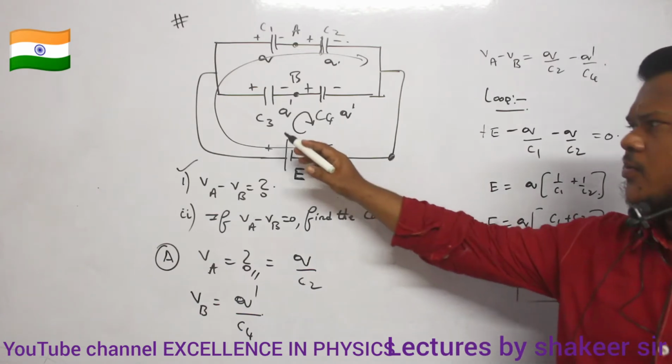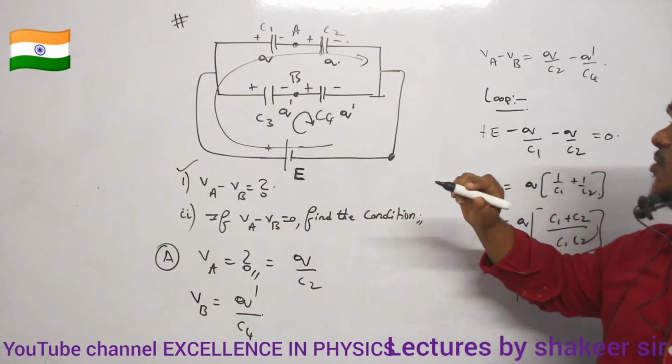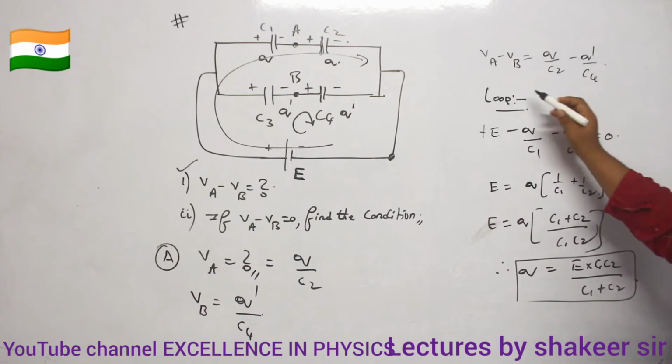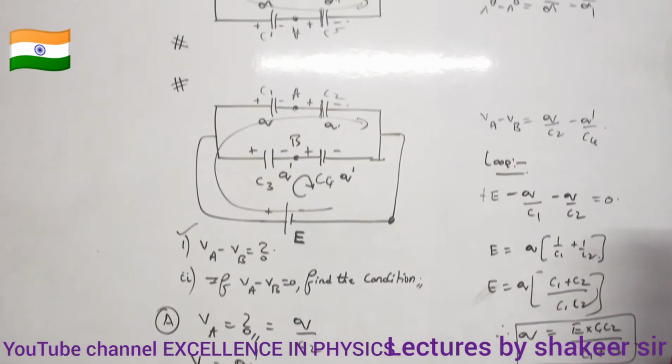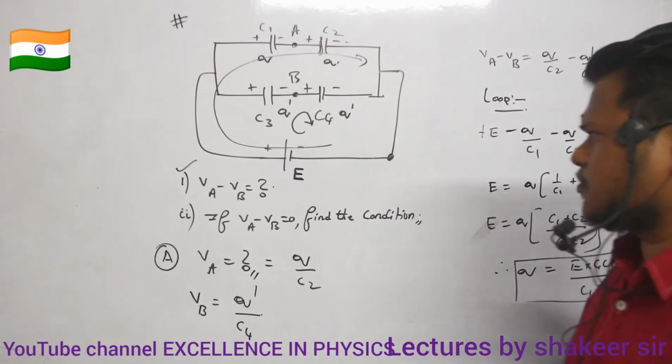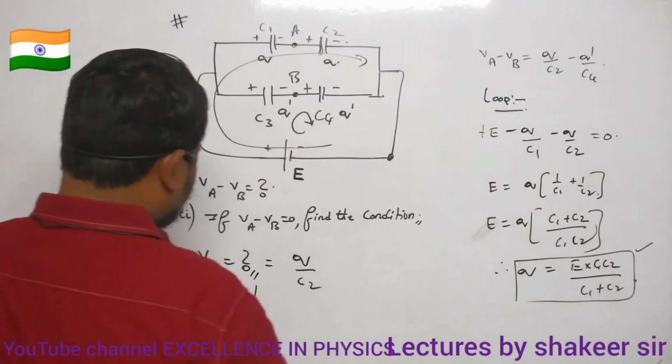Then you try to find the Q dash value. Once you get the Q dash value, we have already calculated the Q value, so substitute in this relation. That is the potential difference VA minus VB. The value I got is E into C1 C2 divided by C1 plus C2. Now I will go for loop number 2.